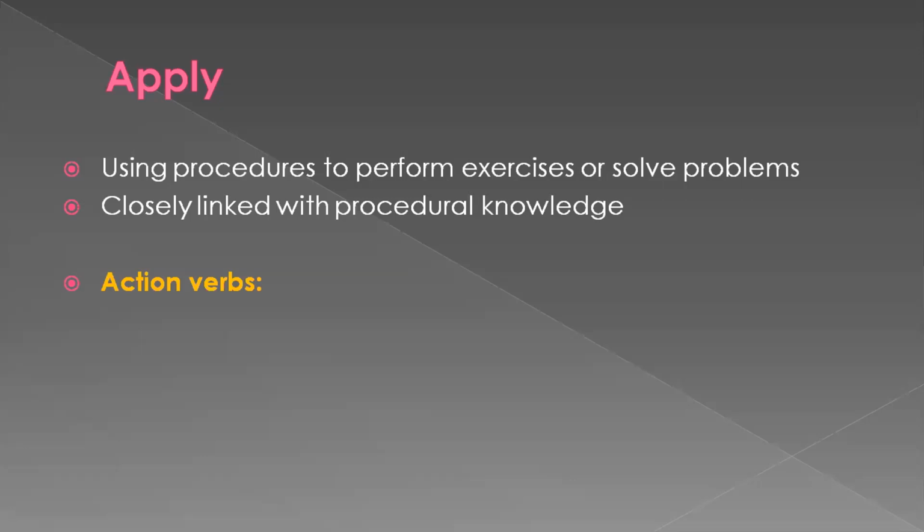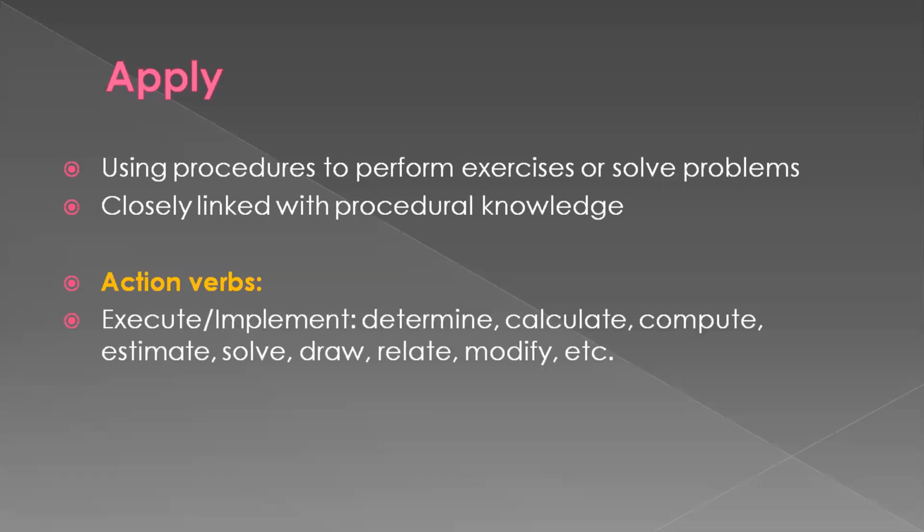Let's look at the action verbs. Action verbs for apply are execute or implement, determine, calculate, compute, estimate, solve, draw a conclusion, relate things, modify things. These are all the action verbs which are part of the apply cognitive process. When you say calculate, how do you calculate? If I give you some mathematical equations and ask you to find the value of x and y, then you know the procedure. You apply the procedure for the linear equations and you can calculate the value of x and y.